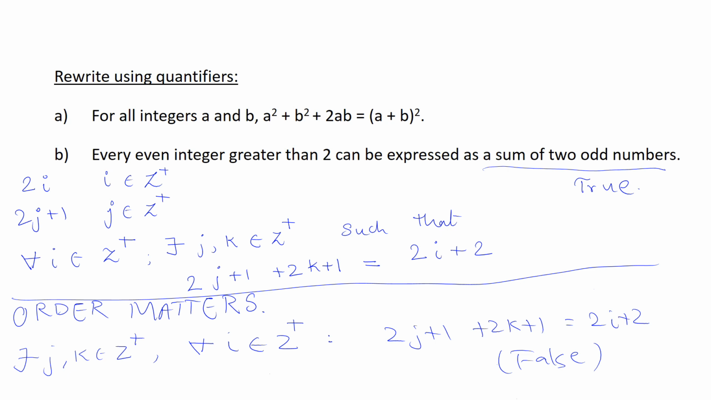In particular, what I'm saying in this statement over here is that there exist odd numbers which generate every single even integer out there when you add them up together. And we know that this is obviously false. So the key point here is that the order of quantification is very important.